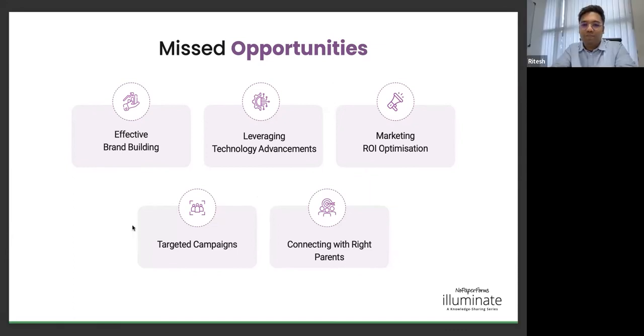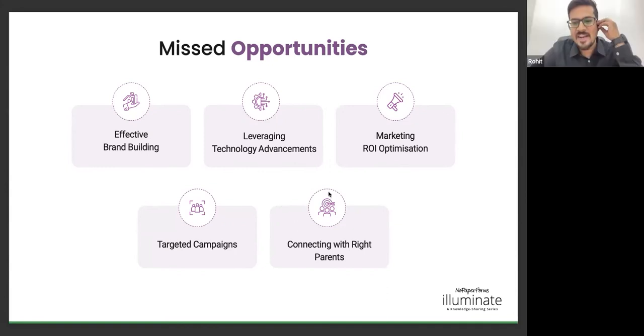Rohit, over to you. Yeah, so there's another small point here, connecting with the right parents. A lot of school owners have told me we have very tight budgets. We would not like to spend so much money. We are managing in the current system we have. Word of mouth is doing pretty well for us. So you know what? If you're not talking to the right person, you are actually incurring another huge cost, and that is the opportunity cost. If you're not connecting to the right parents, you're not converting the right opportunity over here. So this is another huge missed opportunity, right?